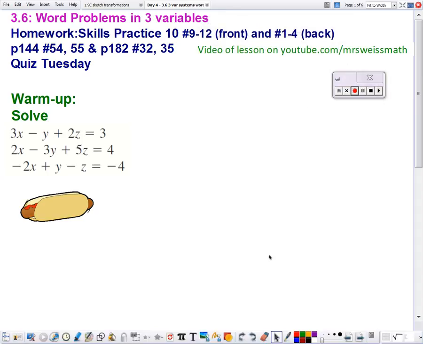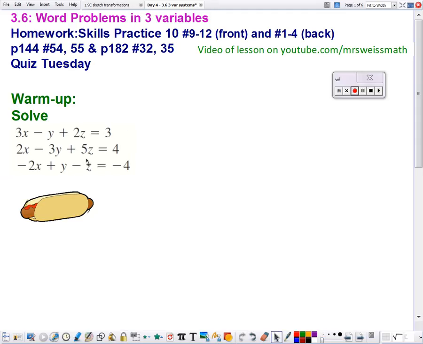Okay, here's our warm-up for today. We're going to pause the video so you can solve this 3-variable system. Remember, take your time and be very neat with your work. I'm going to label my equations so that I can talk about them easier.